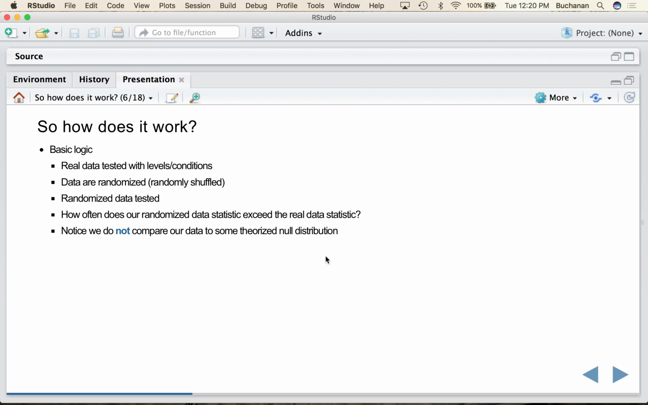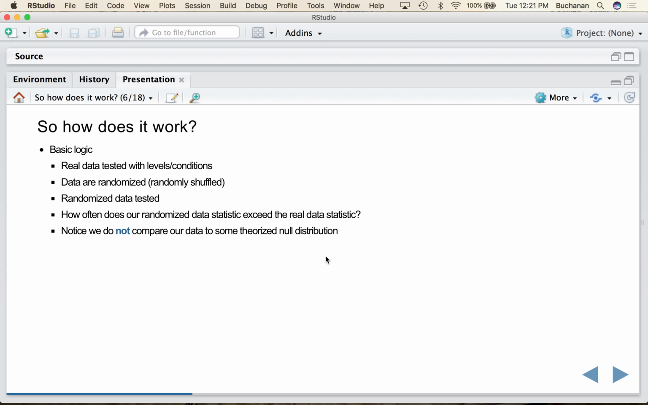So I'm going to test my real data, and then I'm going to take that data and shuffle it. So I'm going to randomize my data. Sometimes these are called randomization tests. I'm going to test my randomized data using the same test statistics. So I might run an ANOVA on the first one, get my real number, and an ANOVA on the second one, my randomized data. And then we'll just calculate simply how often does our randomized data statistic, so this might be F, it might be T, exceed the real data statistic. And so that is gloriously simple.